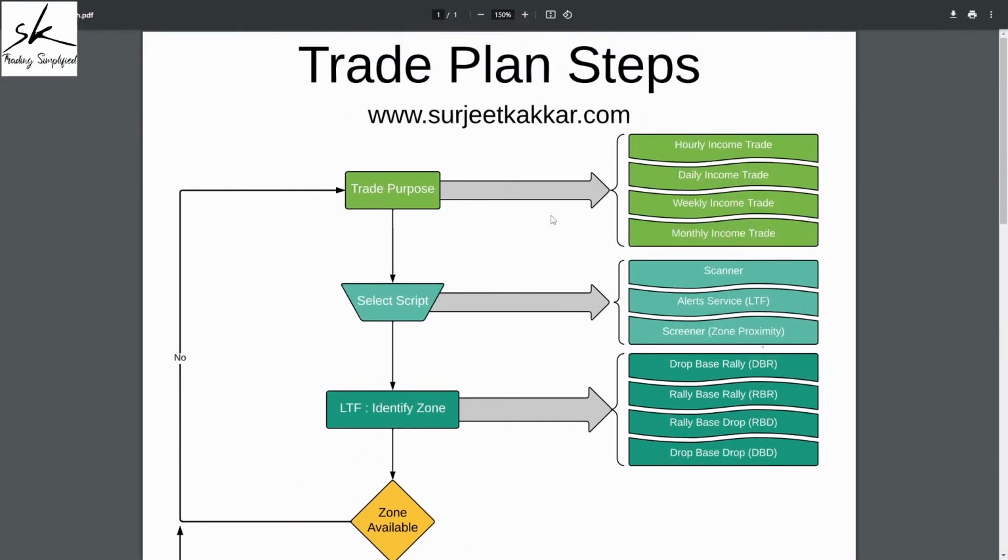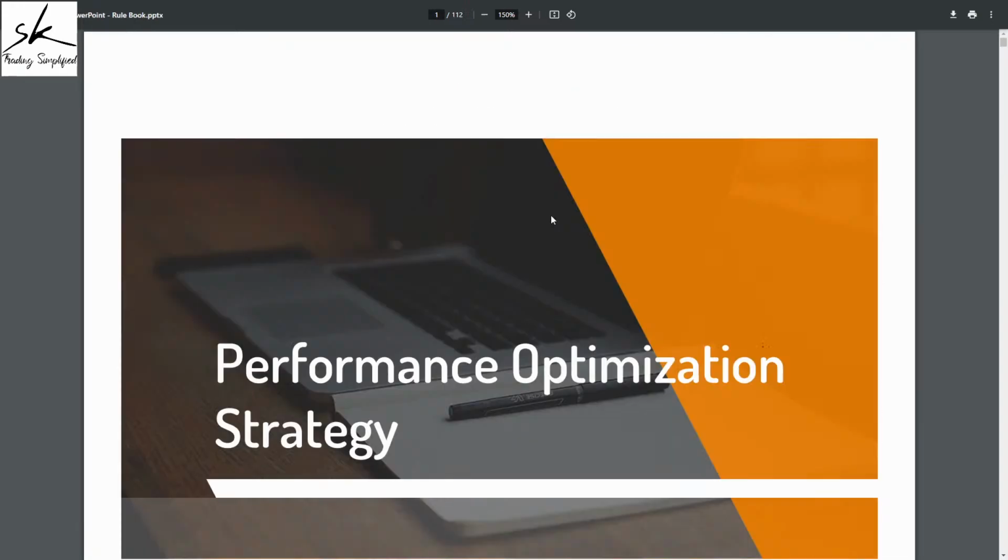Now, all these steps have their own elaborate rules, and those rules are available in the rule book. So what we'll do is, during these practical sessions, we will be using these two documents to understand how to plan trades very mechanically, very rule-based, using these two documents.